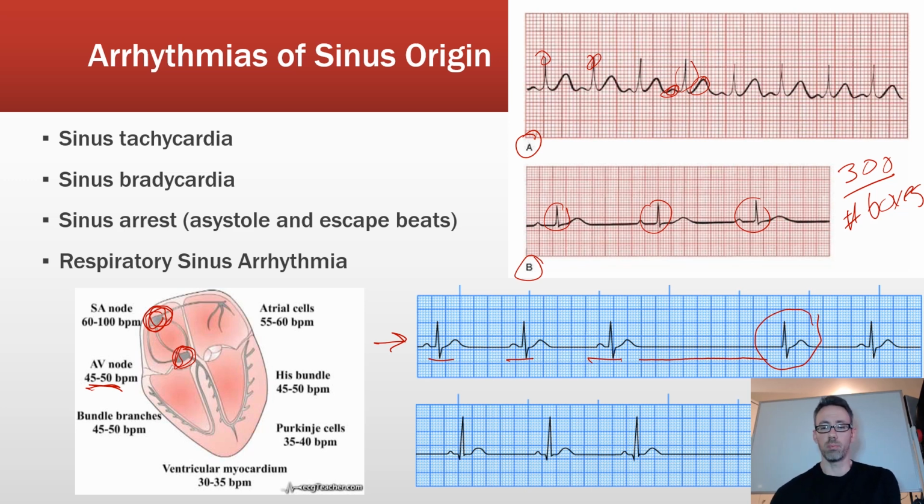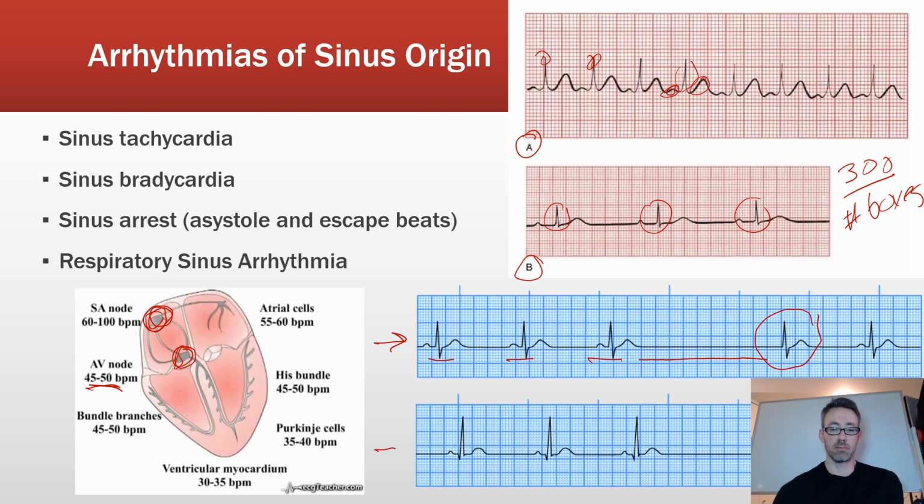So again, no P wave with a narrow QRS means that it's probably the AV node, and the QRS looks basically like the rest of the QRSs. So we call that a junctional escape rhythm. Escape because it's escaping from the long pause. Okay. And it's junctional because it's right at the AV node junction.